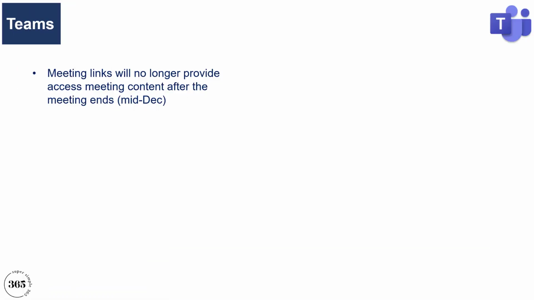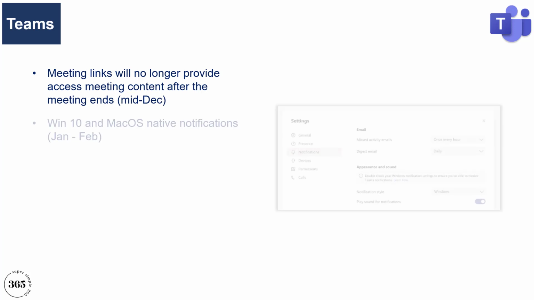Okay, now moving on to Teams. Let's just briefly cover these points. Meeting links will no longer provide access to meeting content after the meeting ends. What we're talking about here are people who were not originally invited to your meeting. Maybe you just forwarded a link or shared a link with somebody to come into your meeting. Once the meeting ends, they don't still have access to all the assets for the meeting. But the people who were originally invited, of course they do.